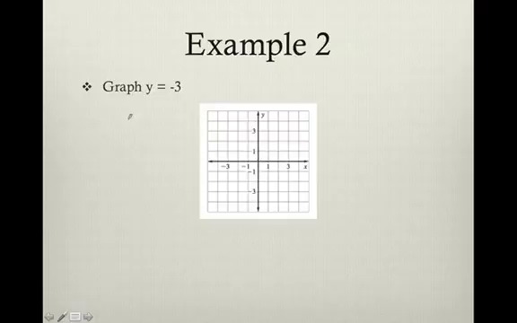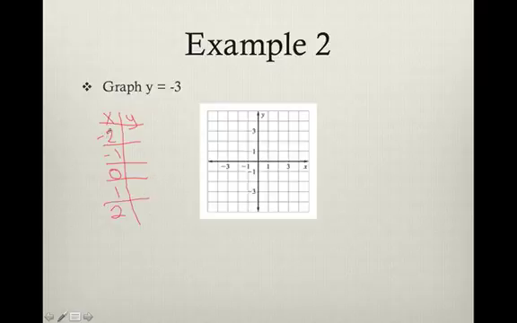If I make my table, so I have my X and my Y. It doesn't matter which way you make your table. You can make it horizontal or vertical. Okay, I have -2, -1, 0, 1, 2.